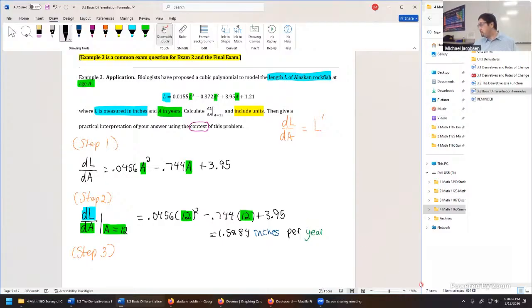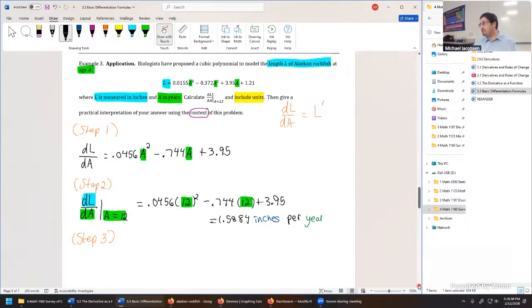Okay, to wrap this one up, here's what we can say. Let me just scroll down for a bit. When the Alaskan rockfish is 12 years old, now the sign here matters because it's positive. We'll say is growing. And I imagine it's going to be growing over its life cycle.